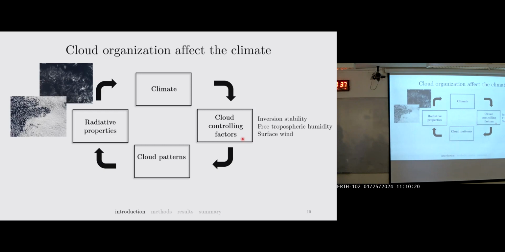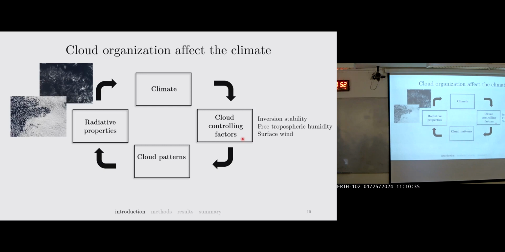So under a change in climate, we already know from climate models that we have robust changes in, for example, some of these cloud controlling factors, and we can presume that they will affect the patterns in a sort of feedback loop.